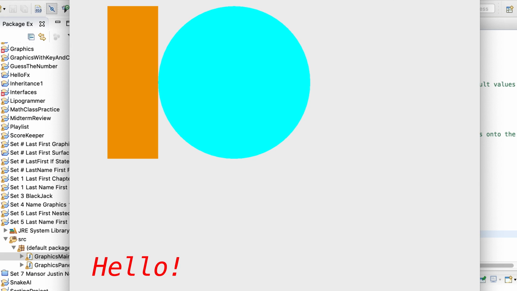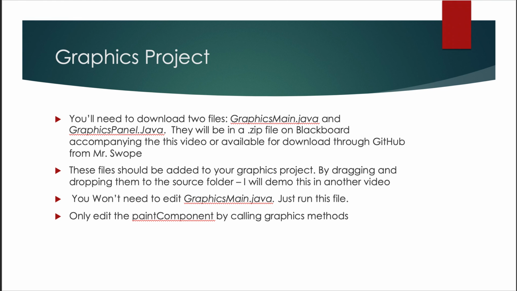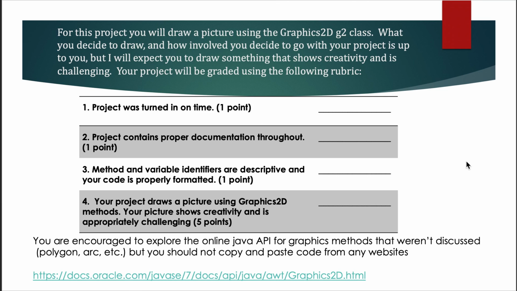Examples. We're going to go back to the slides and take a look at what you're supposed to do for this. You're going to draw a picture using this Graphics2D class, and whatever you decide to draw is up to you. It's an opportunity for you to be creative, and it's going to get graded using this rubric here, which basically says turn it in on time, update comments with what you're drawing, within the paintComponent, your name at the top, all of those things.